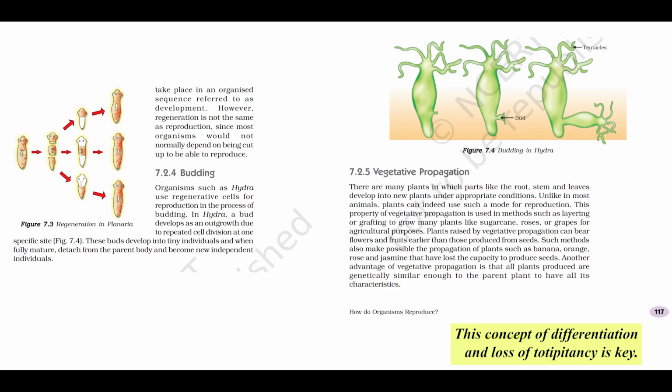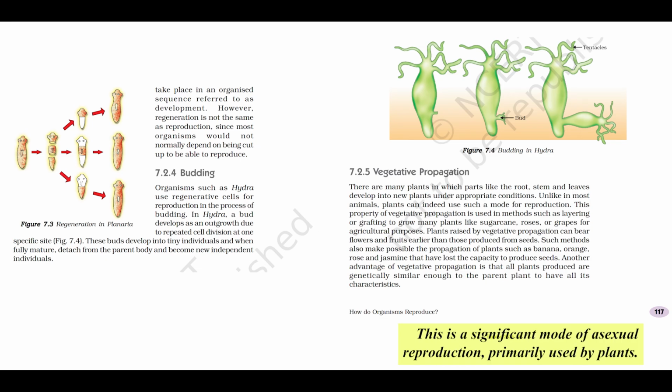This concept of differentiation and loss of totipotency is key. It distinguishes repair in complex organisms from reproduction via regeneration in simpler ones. It's a common competitive exam concept. Got it. Specialization limits full regeneration in complex beings. Precisely. Let's move on to vegetative propagation.